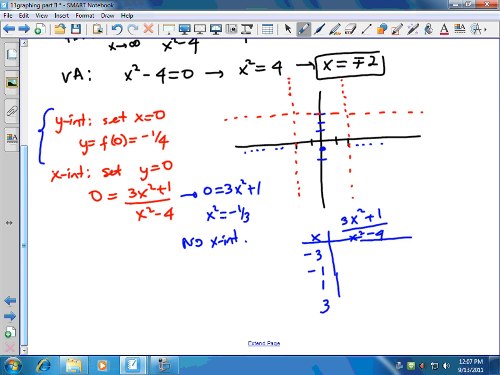So we know that point is going to be on this graph. Plugging x equals 1, I'm going to start with the easiest one. On the top I have 3 plus 1 or 4. On the bottom 1 minus 4 or negative 3. That's negative 4/3. By the way, plugging negative 1, I'm going to get the same exact answer because x is being squared. You lose a negative anyway, so it's going to be the same exact answer. Negative 4/3. That's like negative 1.33.